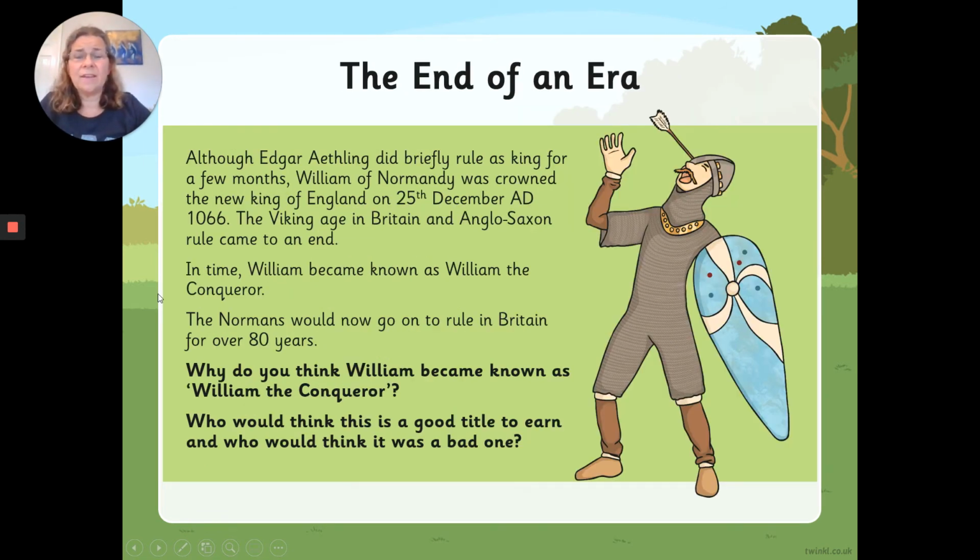Well, this was the end of an era. Although Edgar Atheling did briefly rule as king for a few months, William of Normandy was crowned the new King of England on the 25th of December, AD 1066. The Viking Age in Britain and Anglo-Saxon rule came to an end. In time, William became known as William the Conqueror. The Normans would now go on to rule in Britain for over 80 years.